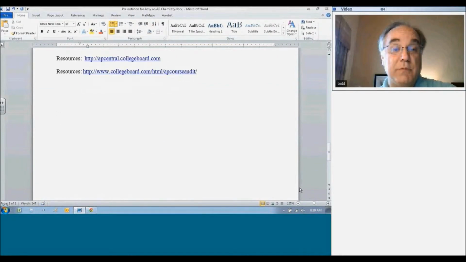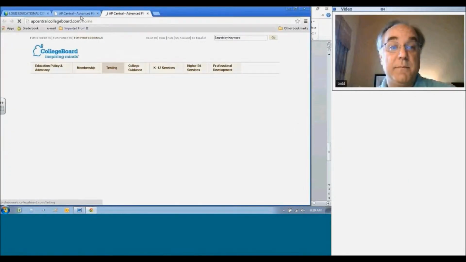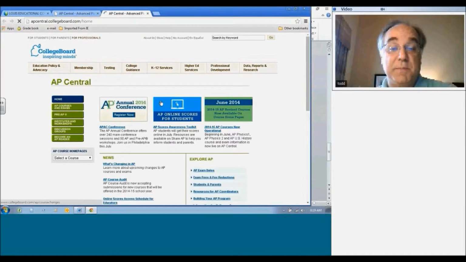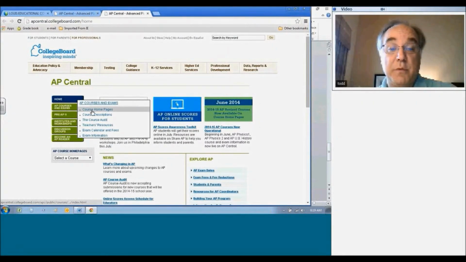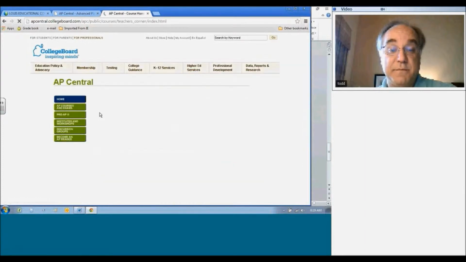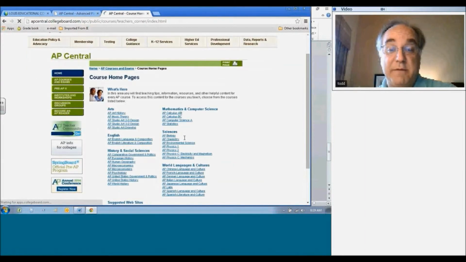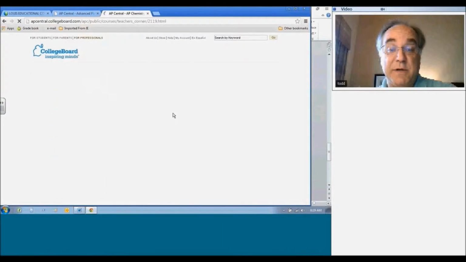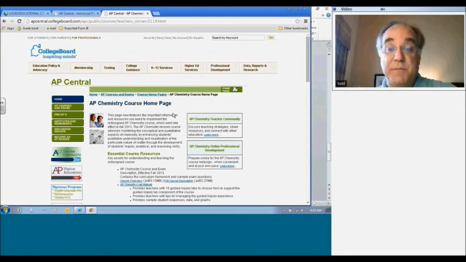The resources that you can use would be apcentral.collegeboard.com and the AP Audit website, which you can get to through the College Board. We're going to go to AP Central first. This is the AP Central homepage if you've never been here. On the left, you'll find the AP course and exam. Go to course homepages and come down and find chemistry. And this is the AP Chemistry homepage.